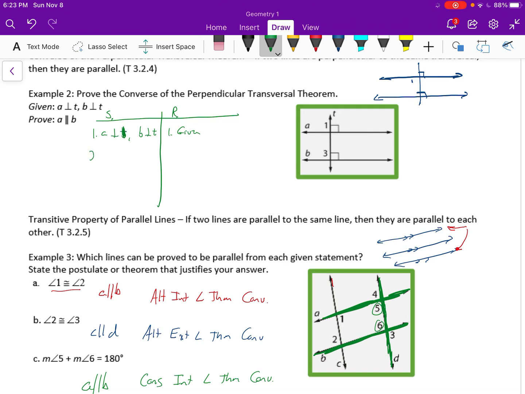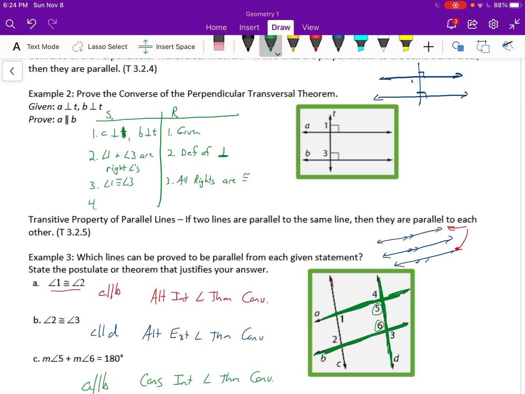Well, what does it mean to be perpendicular? If two lines are perpendicular, they form right angles. So we could say angle 1 and angle 3 are right angles. We know that because that's the definition of perpendicular. So you need to know this symbol here means perpendicular. And earlier we learned that all right angles are congruent. So we can say angle 1 is congruent to angle 3 because all right angles are congruent. That was a theorem we learned. They're congruent because they both measure 90 degrees.